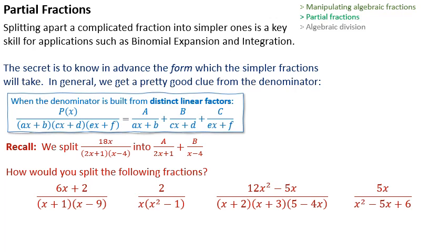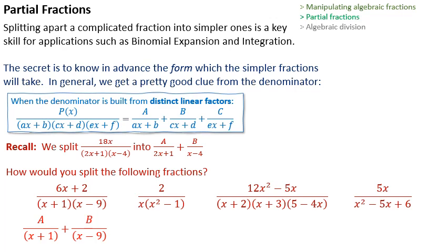Okay, for our first one, because we've got 2 distinct linear factors, we've got an x plus 1 and an x minus 9, I can break apart the fraction into these two. Something over x plus 1 adds something over x minus 9. The second one, we've got to be a little bit careful with.